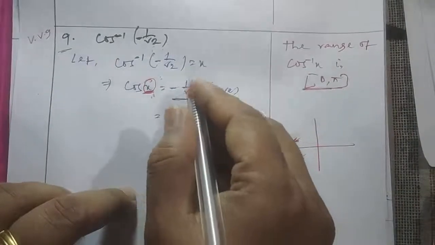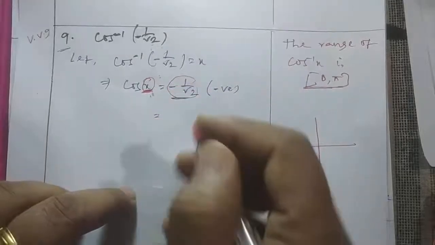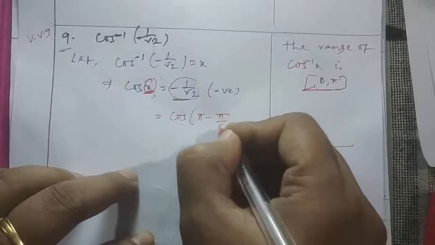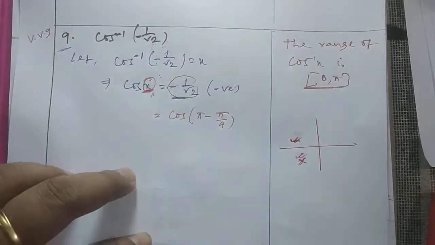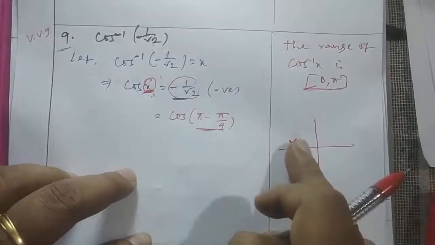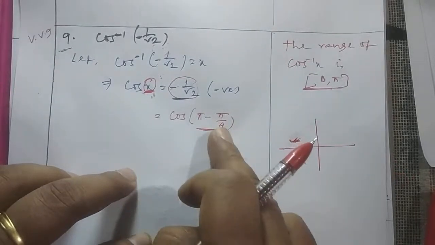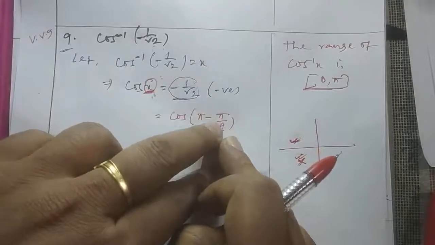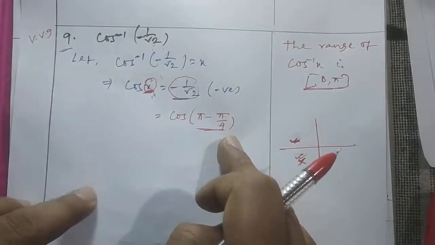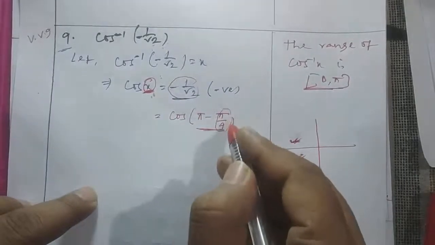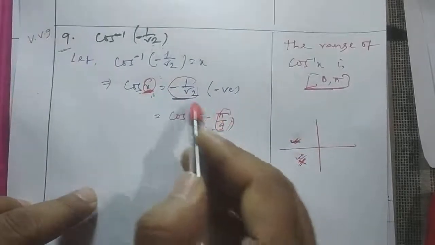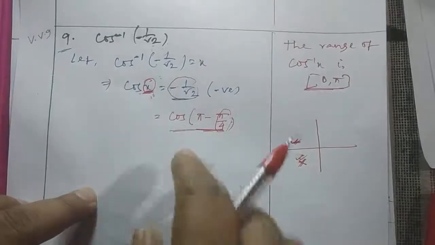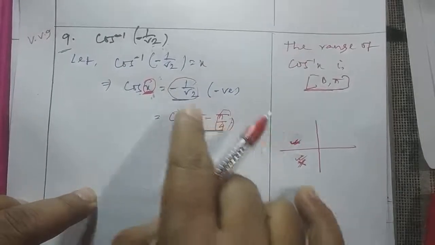Now, this minus 1 by root 2 can be written as cos of pi minus pi by 4. Now look, this total angle belongs to the second quadrant. Also, the value of cos pi by 4 is 1 by root 2. That's why we have taken pi by 4. Now you can check why cos of pi minus pi by 4 is minus 1 by root 2.